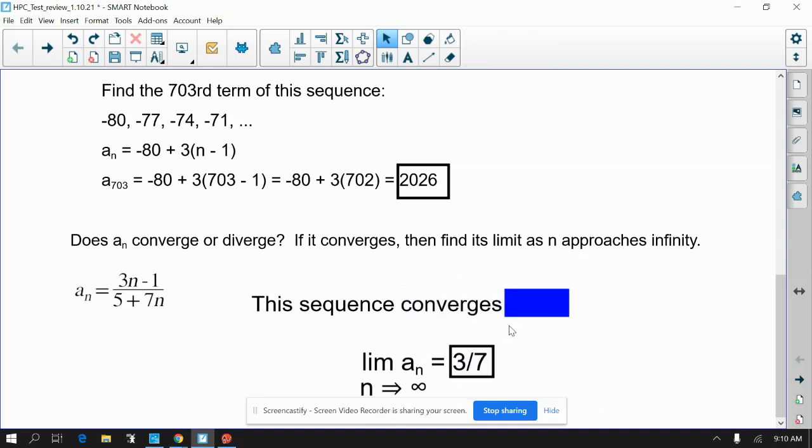So the mathematical word is it does converge, because converge means it approaches a real number, like on the number line. And it converges to the number 3/7. So if you were to write this sequence out, many, many numbers in, eventually you would just be writing the number 3/7 over and over again.